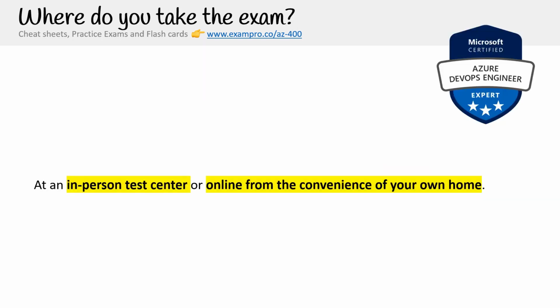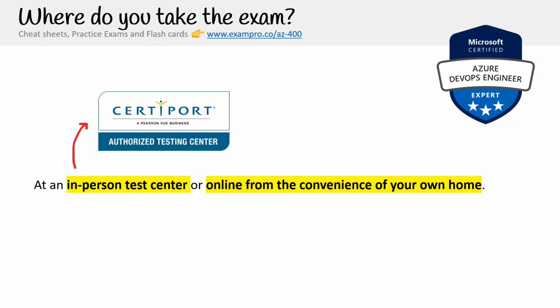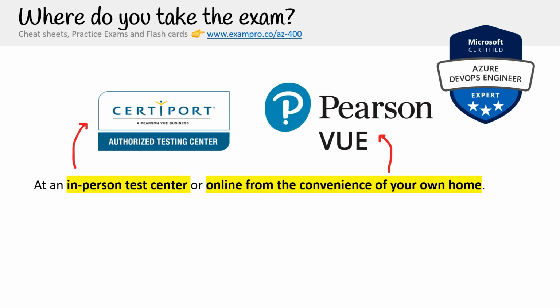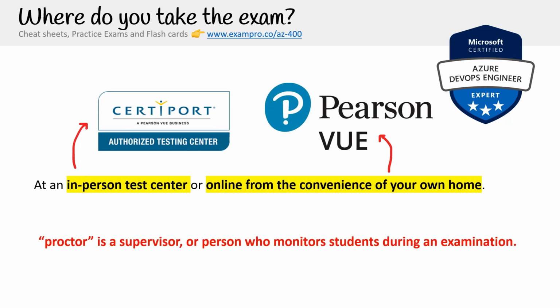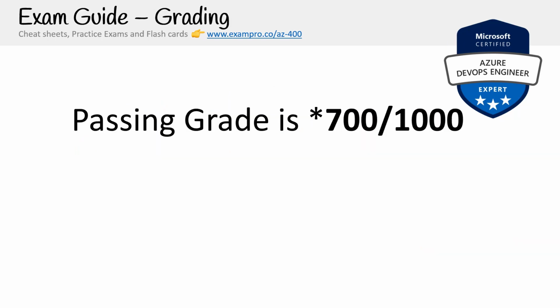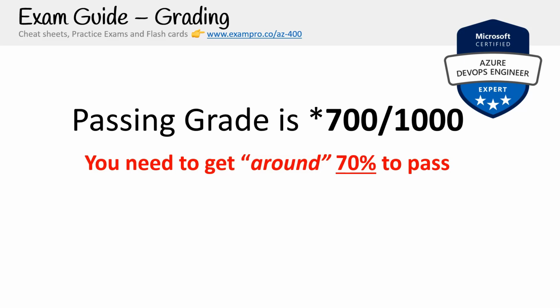Where do you take the exam? You can take the exam at an in-person test center or online from the convenience of your own home. You can use Certiport or Pearson VUE. A proctor is a supervisor or person who monitors students during an examination. The passing grade is about 700 out of 1,000. You need to get around 70% to pass.